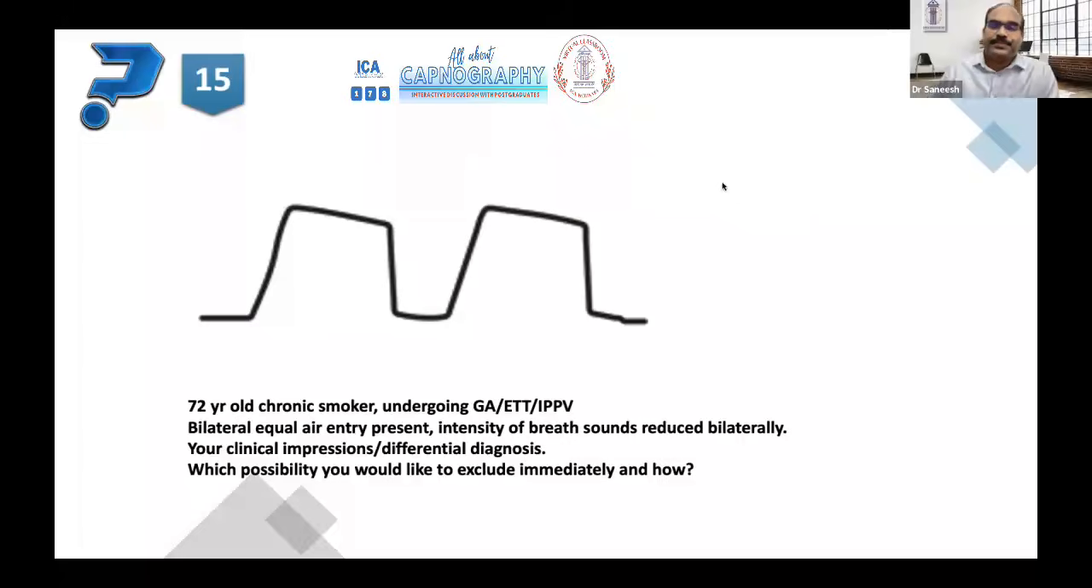Who wants to take this? Any volunteers? Yeah, Dr. Richa? Sir, pneumothorax. No, bulla rupture. Capnography tracing. 72-year-old chronic smoker, bilateral equal air entry, intensity of breath sounds reduced bilaterally. Clinical impression, differential diagnosis. So bulla rupture in a COPD patient.